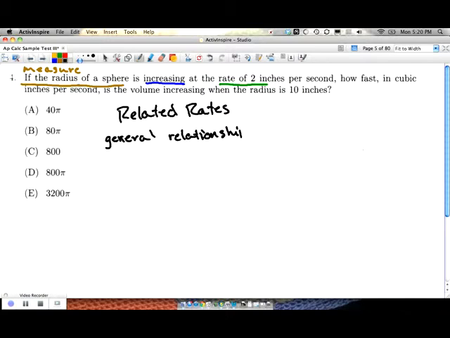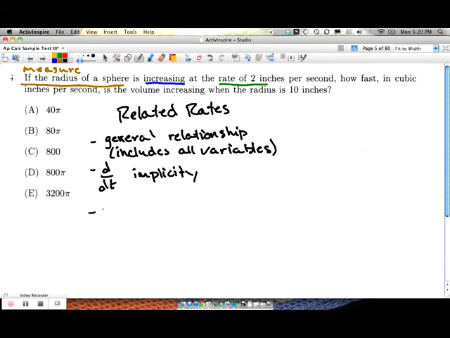It includes all variables. So that's the first thing we're going to do. Then we're going to take the derivative with respect to time implicitly. And then we're going to substitute and solve. I mean, it's pretty much that easy. It's very much a mechanical type of process.